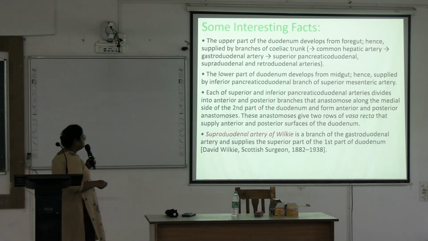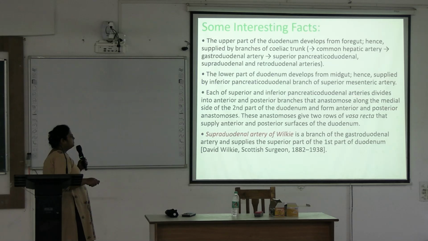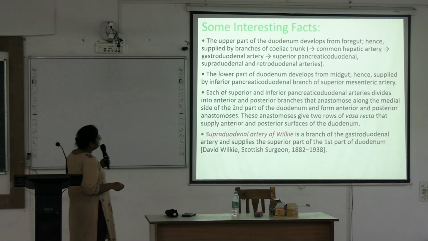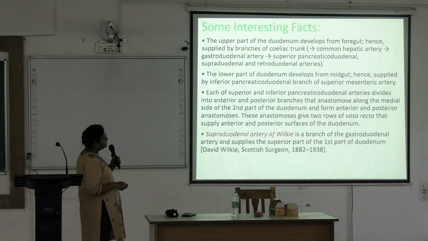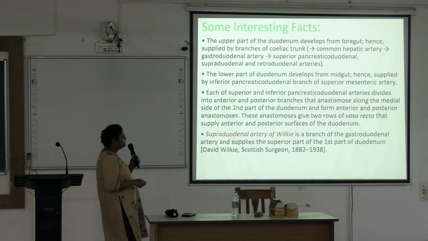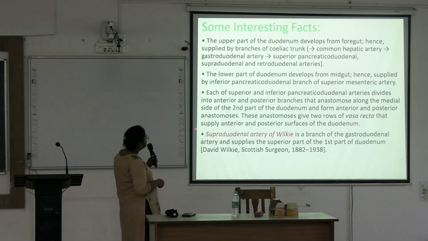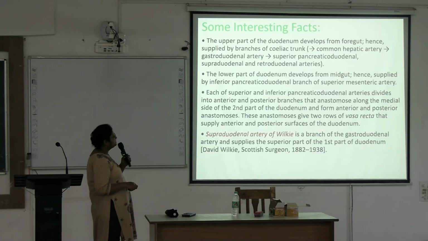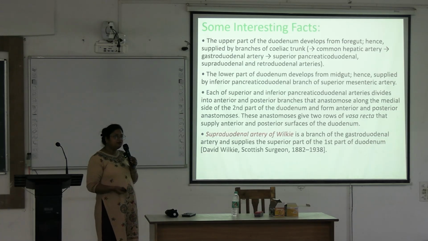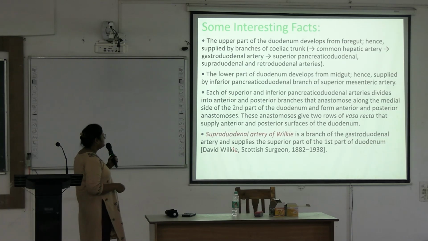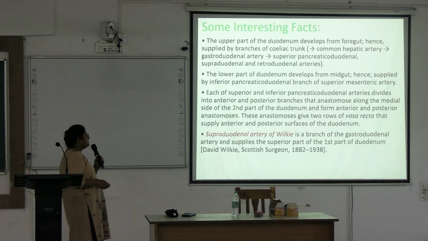And each of the superior and inferior pancreaticoduodenal arteries divides into anterior and posterior branches that anastomose along the medial side of the second part of the duodenum and form anterior and posterior anastomoses. These anastomoses give two rows of vasa recta that supply the anterior and posterior surfaces of the duodenum. Okay, and this artery is important for your viva.